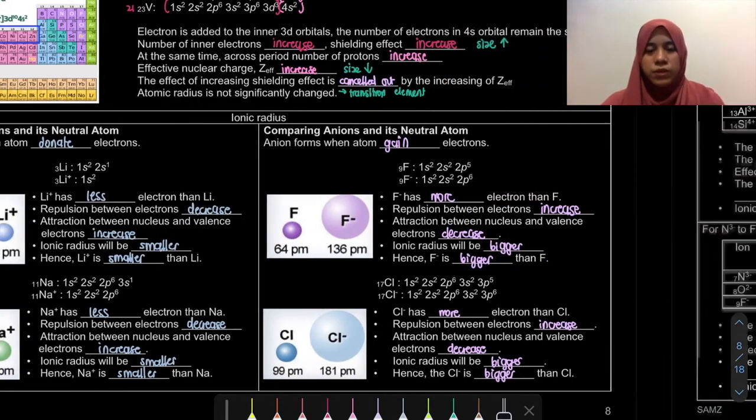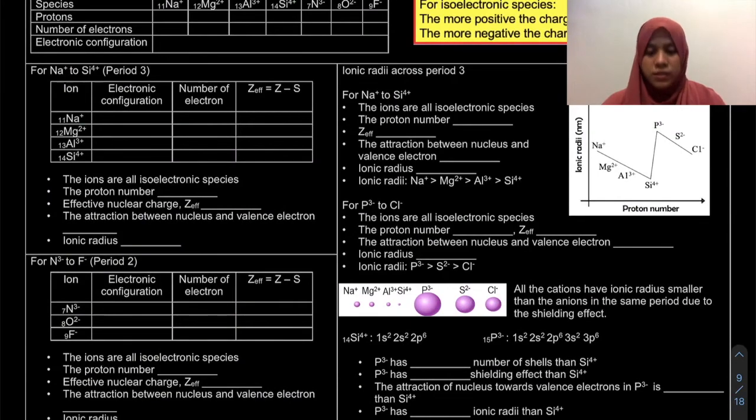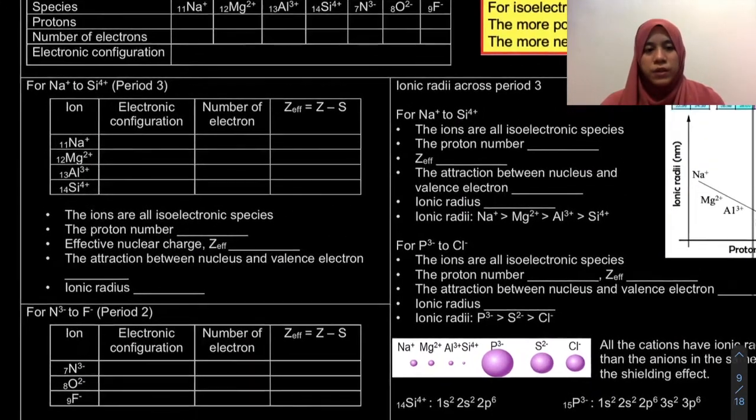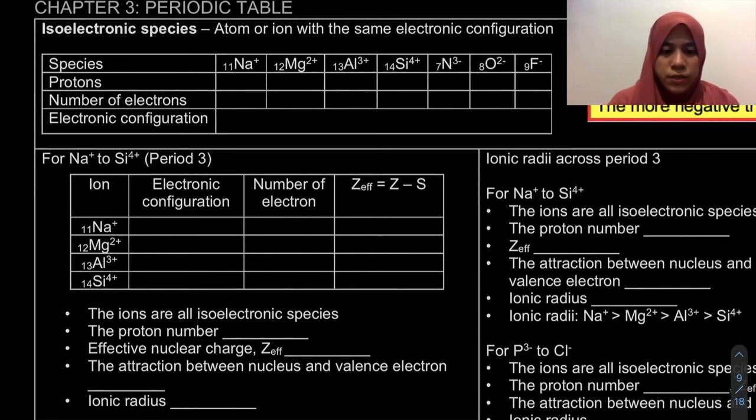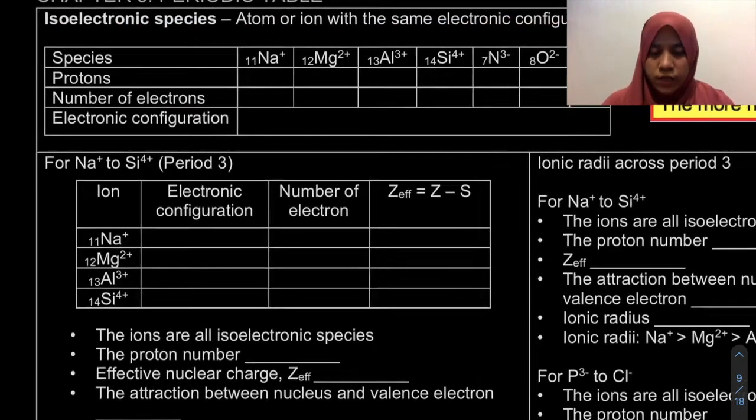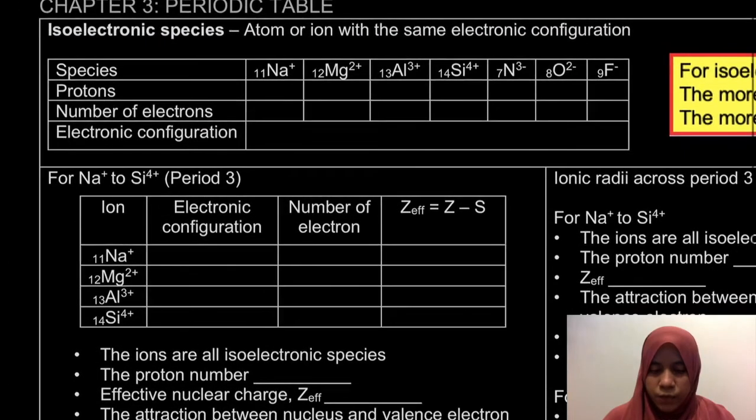So let's look at the case of isoelectronic species, which is also about ions. What is meant by isoelectronic species? Isoelectronic species means atoms or ions with the same electronic configuration. Okay, so let's look here. Here the proton numbers are 11, 12, 13, 14, 7, 8, 9.